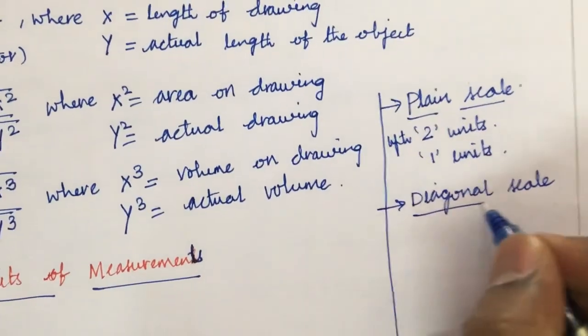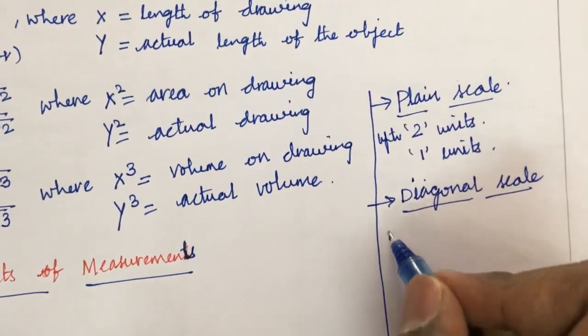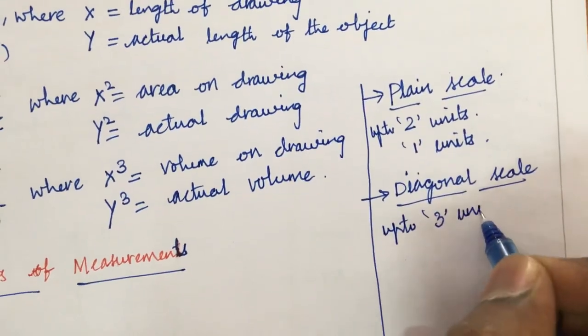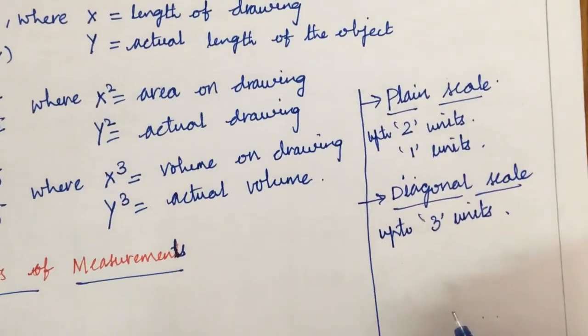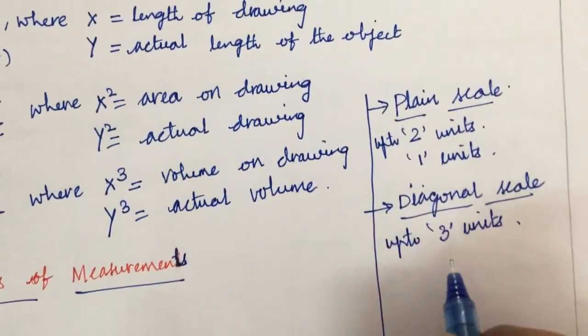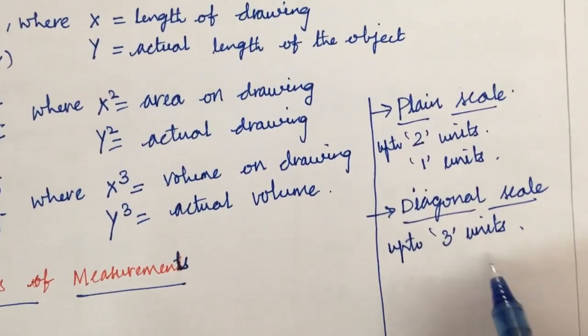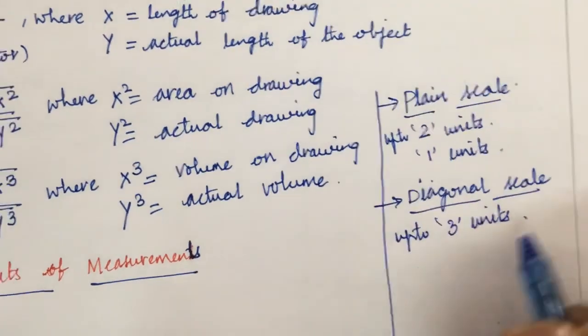Now, what is a diagonal scale? It is a scale which can read up to a maximum of 3 units. Again, the 3 units may be the similar units like meter, meter, meter, or the different units, the 3 consecutive units. So, what are the consecutive units, dear students?